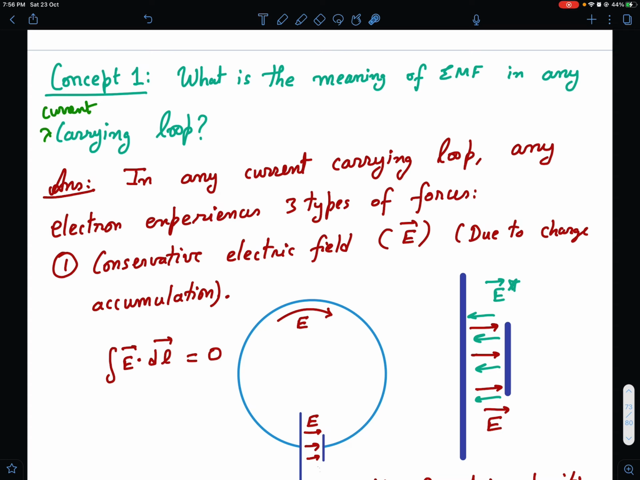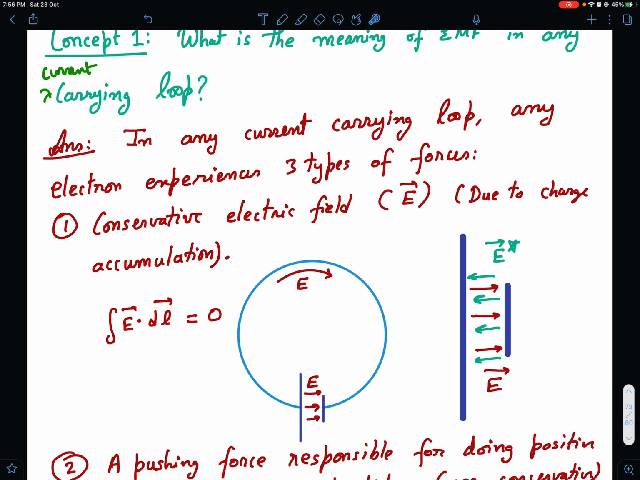Let's say this is a normal current carrying loop with a conventional battery. What are the forces acting on the charged particle? The battery is pushing it, so there are three forces. One is the conservative electric field due to the charge accumulation.